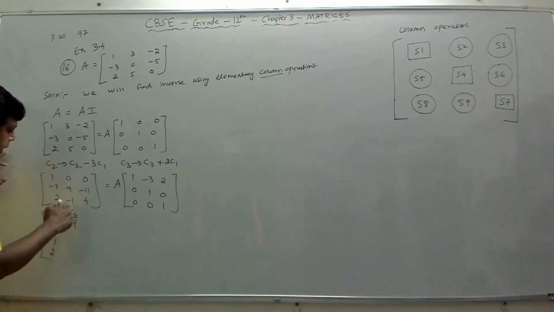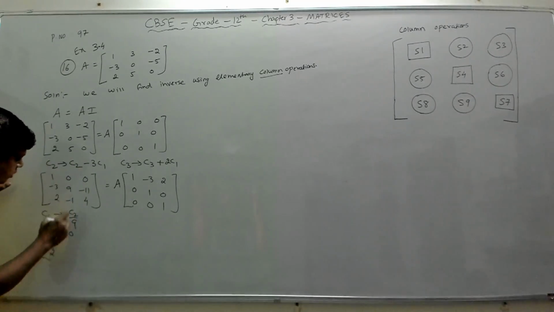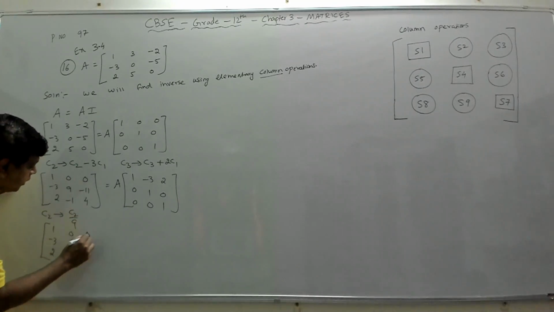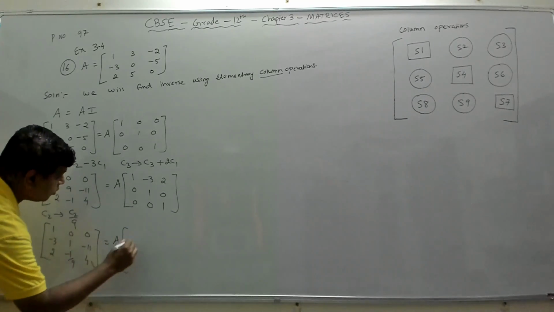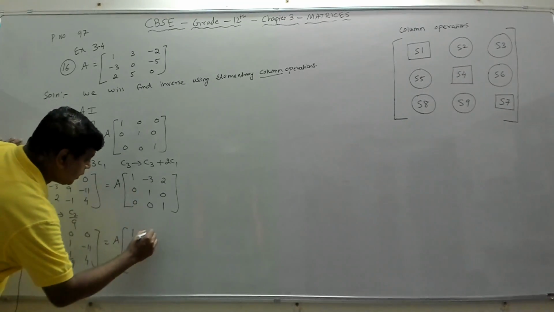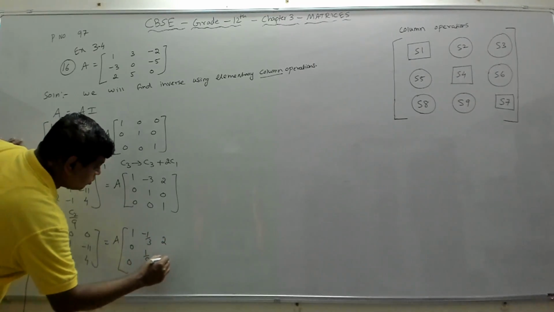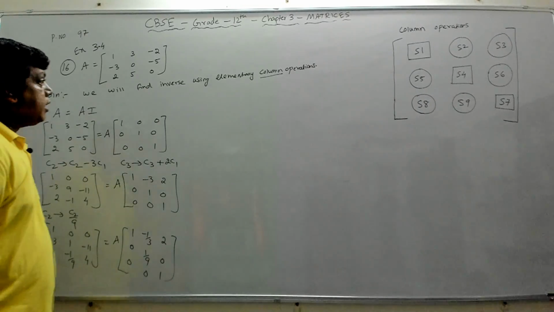Right? So if I divide by 9, 0 by 9 is 0, 9 by 9 is 1. Then minus 1 by 9 is minus 1 by 9. Then no change to my C3. Equal to A into 1 0 0. I have to divide each element by 9. So minus 3 by 9 is minus 1 by 3. This is 1 by 9. 0 by 9 is 0. 2 0 1. Fine. So this is your next step. Then this is done.